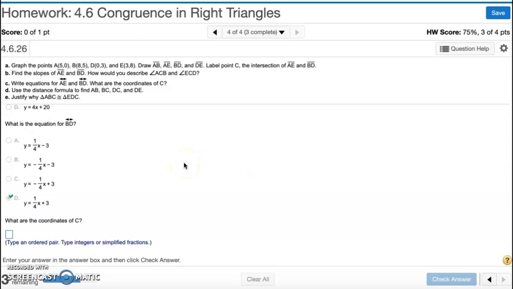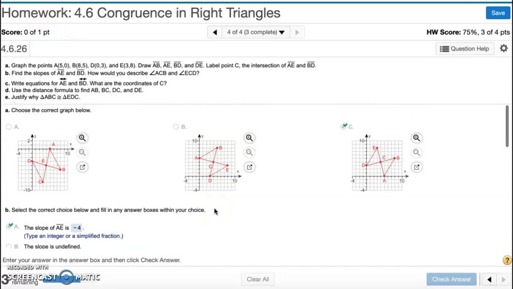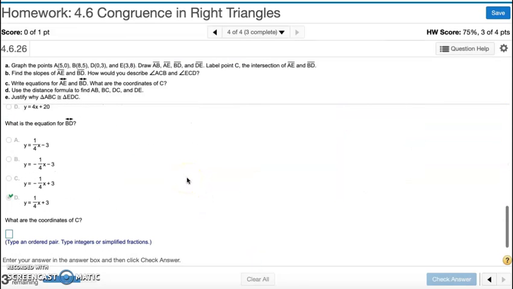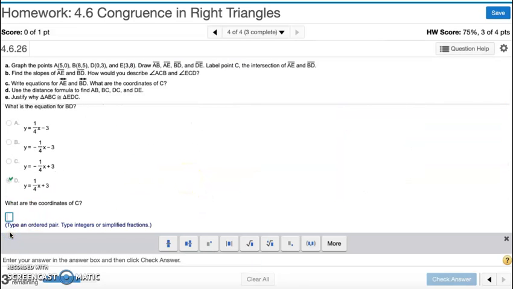Now it wants the coordinates of C. If I go back up to my graph and make this larger, my coordinates for C are 4, 4. So I'm going to type in as an ordered pair 4, 4.